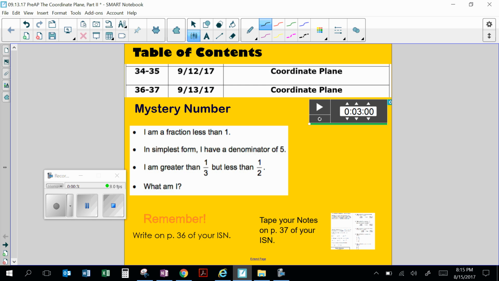So I am a fraction less than 1, so we know it is a proper fraction. That means the numerator is less than the denominator. In simplest form, I have a denominator of 5. I'm greater than 1/3, but less than 1/2.